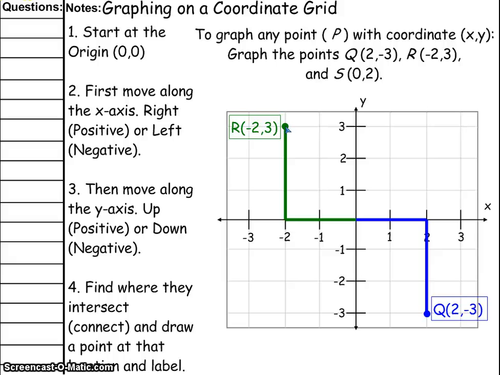And then the last point we're going to plot is point S. Again, I start at 0. In this case, it does not have an x-coordinate. Our x-coordinate is 0. So I'm going to stay here. I'm not going to move left or right. I'm going to stay right there at our origin. And then the y-coordinate says it's at positive 2. So then I'm going to go up for positive 2 along my y-axis. And again, I'm going to plot my point to indicate that point S is at 0, 2.